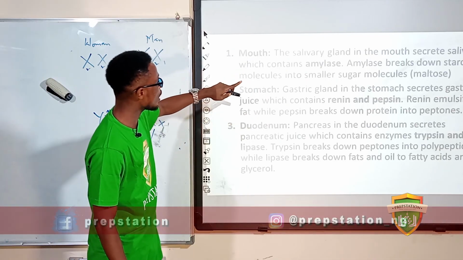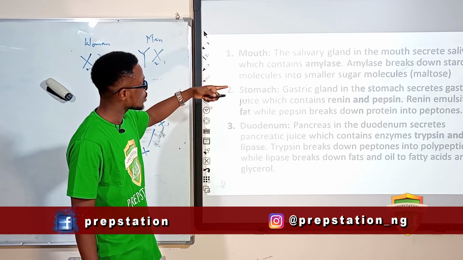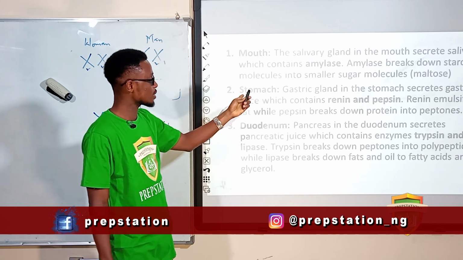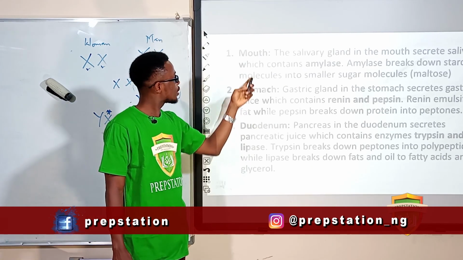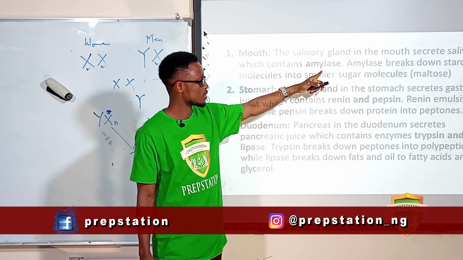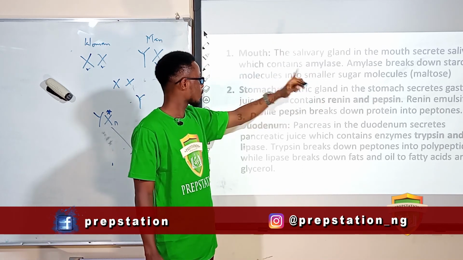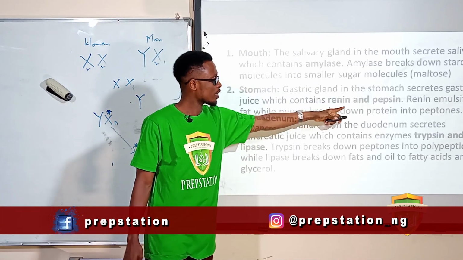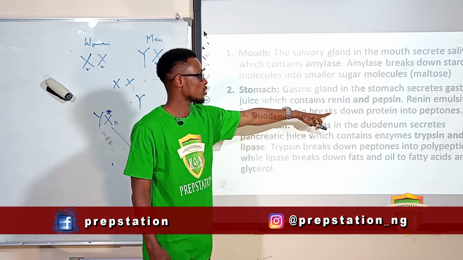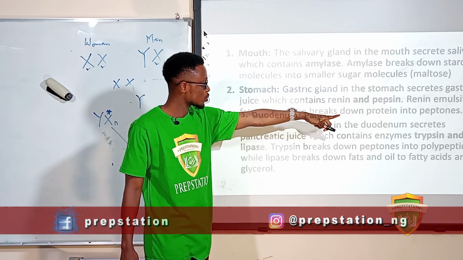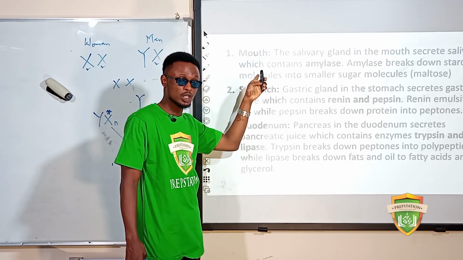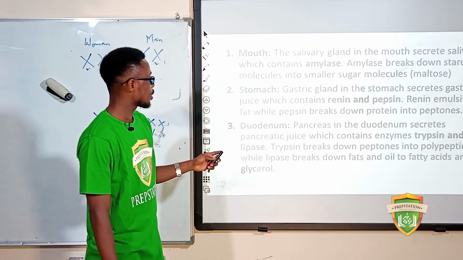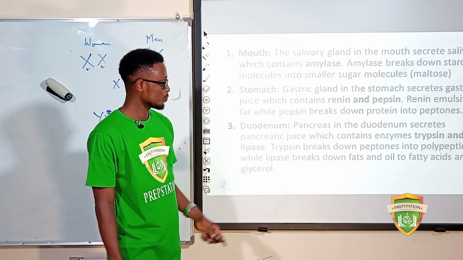Take note now, digestion of starch will start in the mouth. Then digestion of protein will start in the what? Stomach. Now in the mouth, the only enzyme that is present is amylase, to break down starch. That's why I said digestion will start in the mouth. Then in the stomach, we have renin and pepsin. Pepsin will start the breakdown of what? Of protein to what? Into peptones. That's why I said digestion of starch will start in the mouth. Take note, you can see it in the objectives. While digestion of protein will start in the what? Stomach.